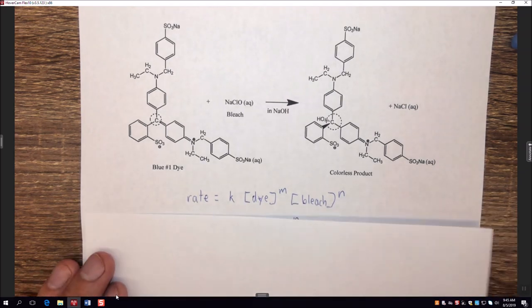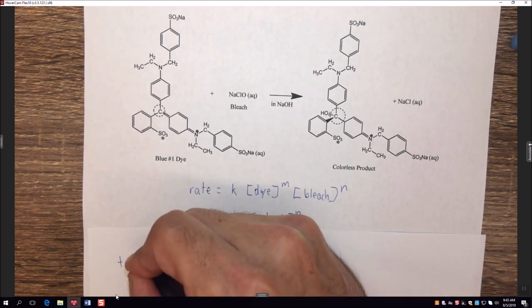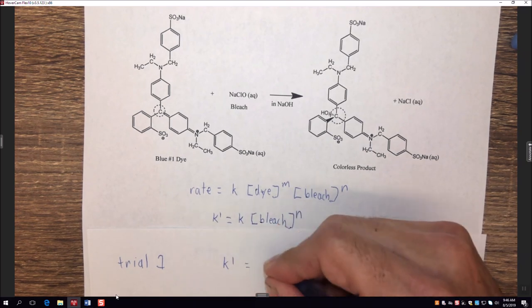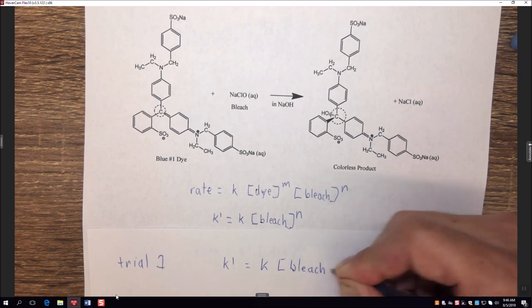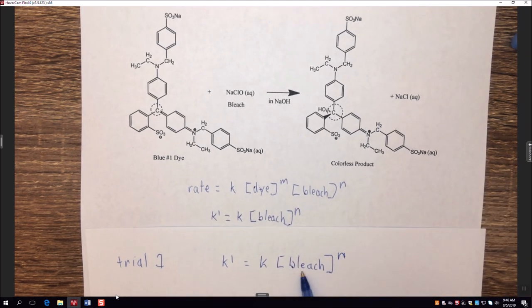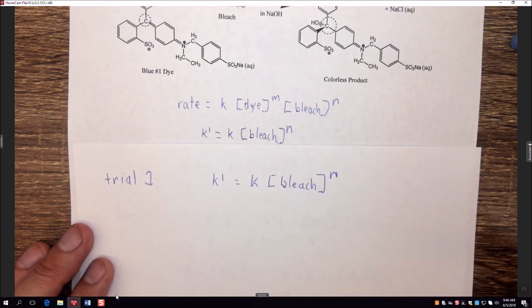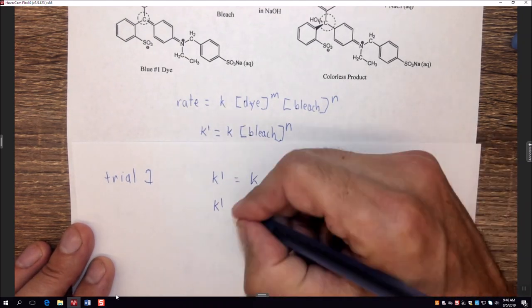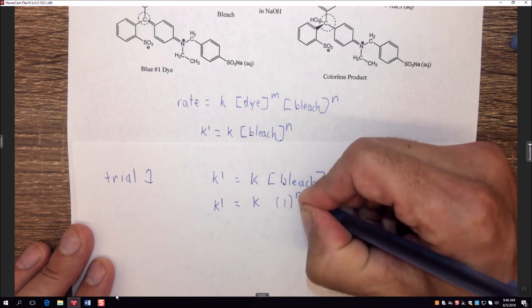So in order to do this, we're going to have two trials. We're going to have trial one, where k prime equals k times the concentration of bleach to the n. And we're going to use one amount of bleach. In our case, our one amount of bleach is 1 milliliter of bleach. So really, k prime is going to equal k times 1 to the n power.